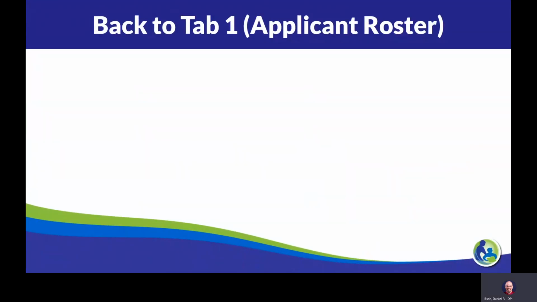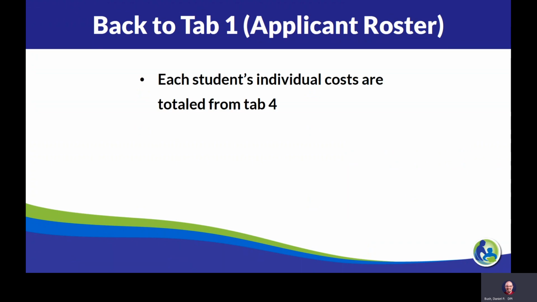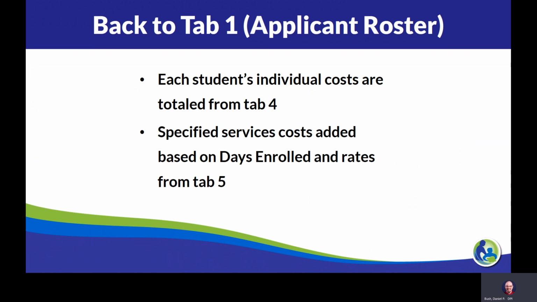Once you've got all the costs entered for program, child specific, and the specified services, the individual costs are going to be totaled from tab 4. Specified services are going to be applied as a daily rate, rates brought in from tab 5.